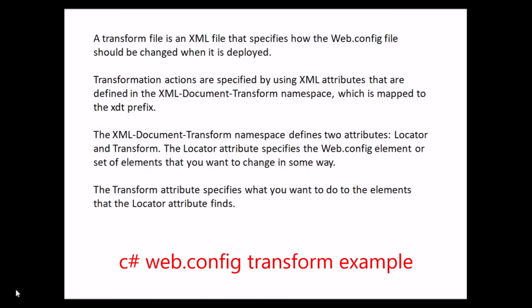The locator specifies the web.config element where exactly you want to transform the attributes. You need to give a specific path for that, or a name, or an XPath, or different kinds of names you have to specify in the locator. And then the transform is where you are transforming from one value to another value. So this is explaining the definition.